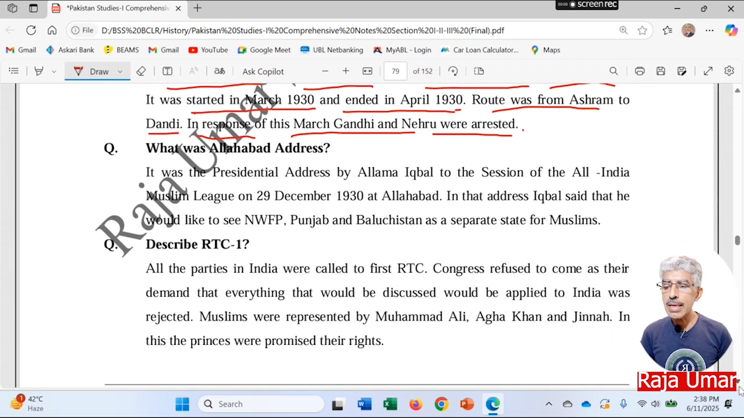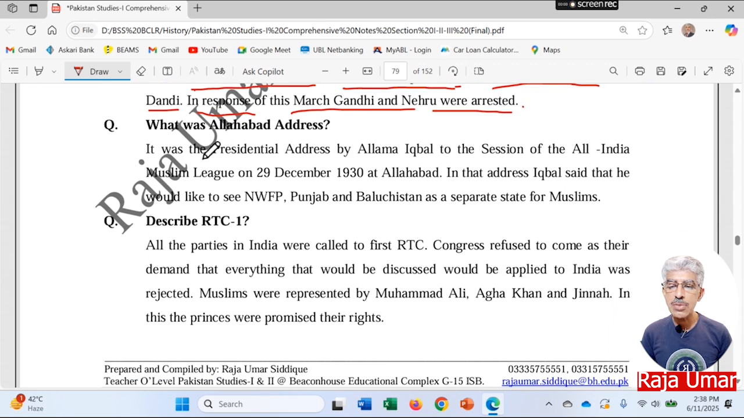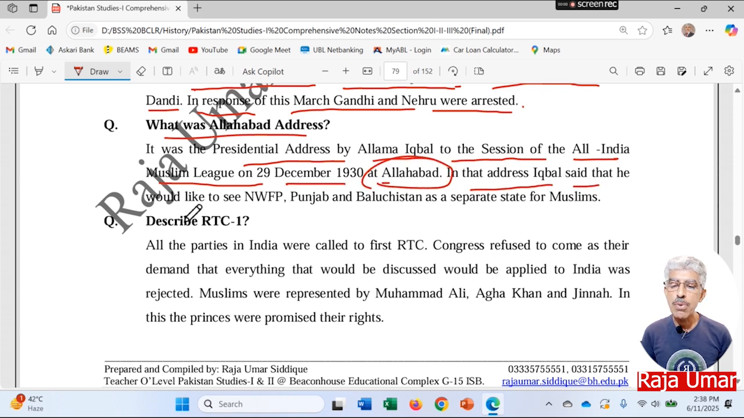What was the Allahabad Address? It was the presidential address by Allama Iqbal to the annual session of the All India Muslim League on 29th of December 1930 at Allahabad, India. In that address, Iqbal said that he would like to see NWFP, Punjab and Balochistan as a separate state for Muslims. So it means that the idea of Pakistan was given.